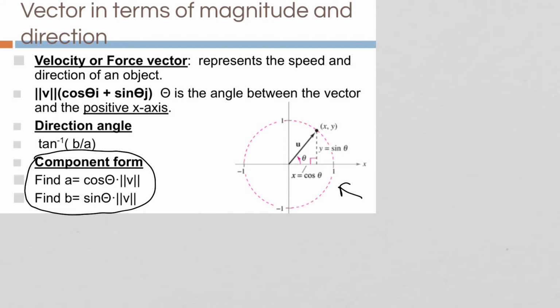To figure out the actual angle, we're going to be using this formula here. Inverse tangent, that says, tangent to the -1. That's a special button on the calculator that I'm going to show you.